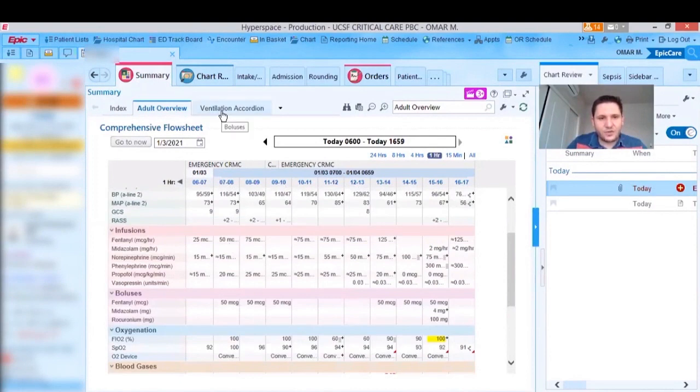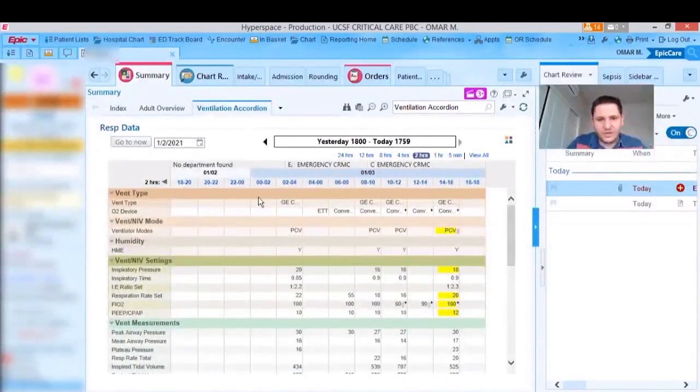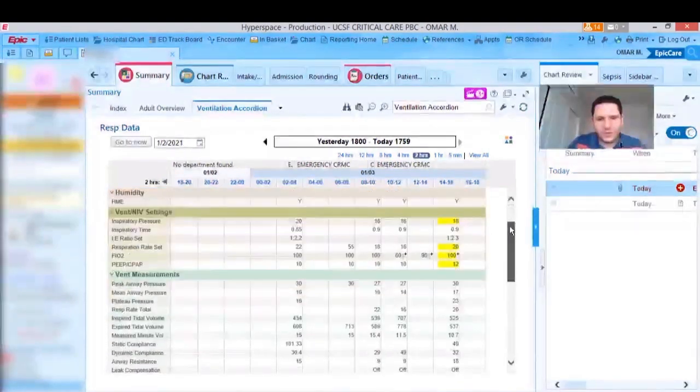For oxygenation, I go to the ventilation accordion. Here I usually split it to 2 hours so I have a more detailed look. Here I can see he's intubated, on a pressure control volume mode. These are the 2 things that I care about. FiO2: he's at 100%. He went to 60, but then went to 100% again. And he's requiring a higher PEEP, a PEEP of 12 now. So these are the big ones.